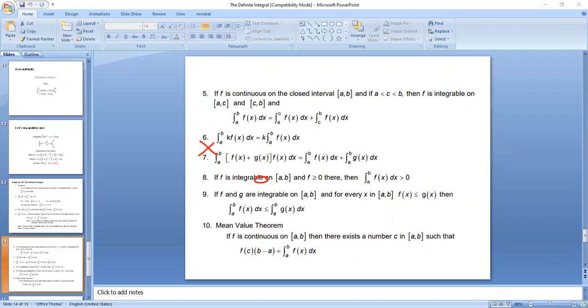Now, the last one is under the application of the mean value theorem, the MVT. If your function is continuous on the closed interval AB, then there exists a number C in AB, meaning this number C is anywhere in between a and b, such that the function evaluated at c multiplied by b minus a is equivalent to the integral of the function from a to b.